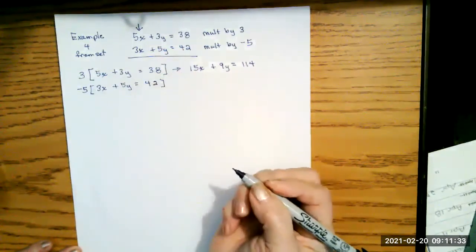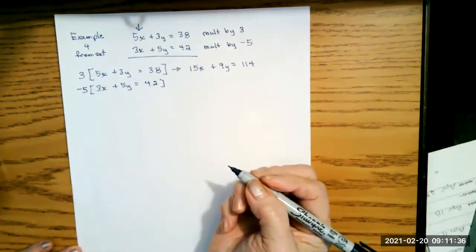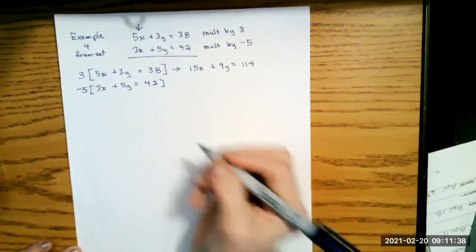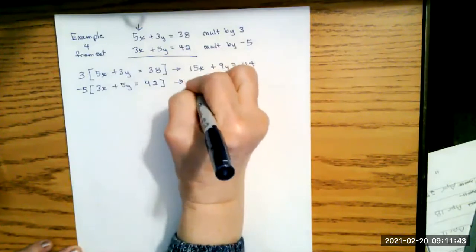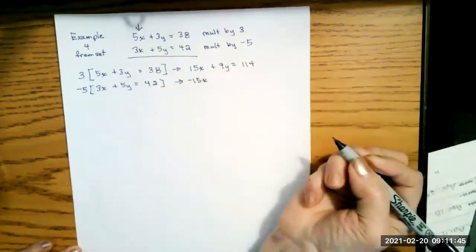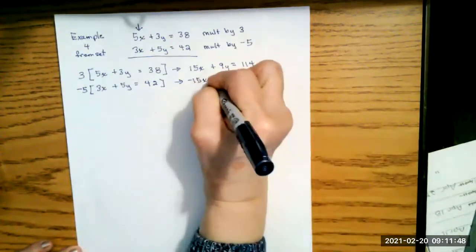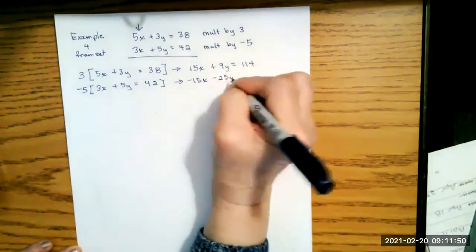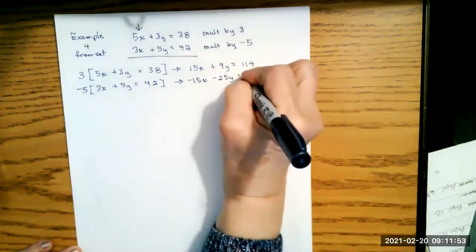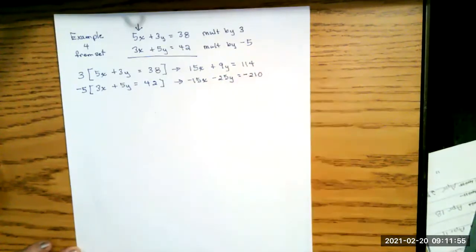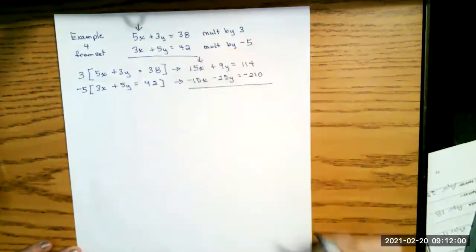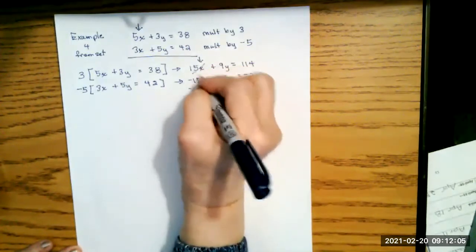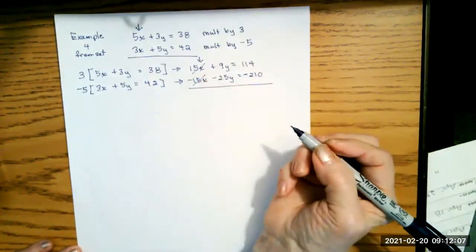And actually what I'm doing is multiplying both sides of the equation by -5 and distributing. So what I'll get will be here a -15x, and you can see that I had a positive 15x on the first one, so those will eliminate, minus 25y equals -210. Now when I draw my line, I can see that I have a positive 15x and a -15x, so those will eliminate, and that is what I wanted to do.